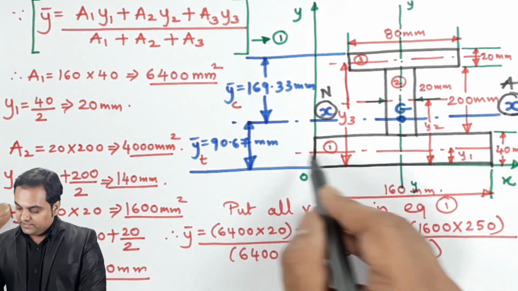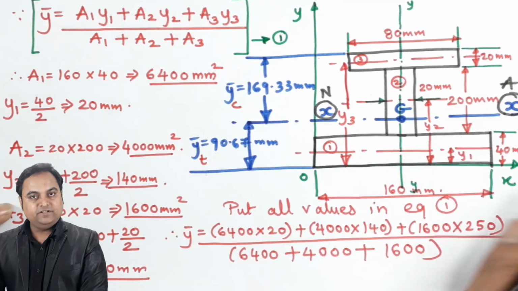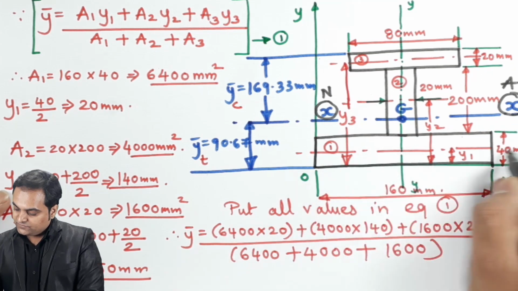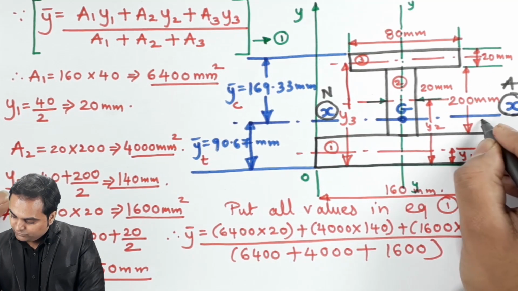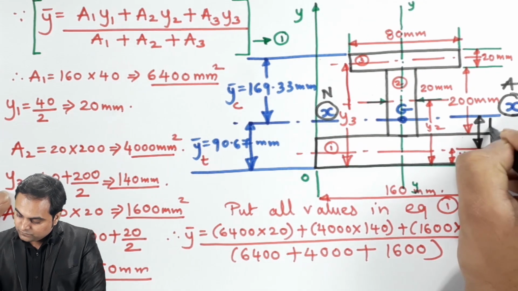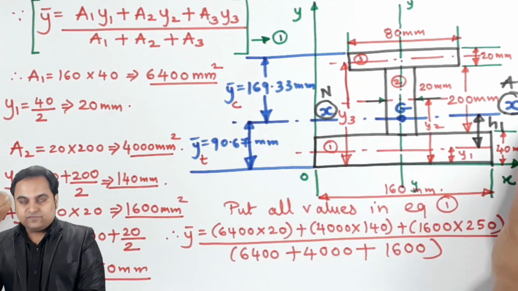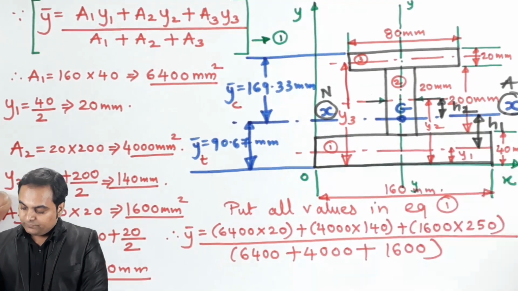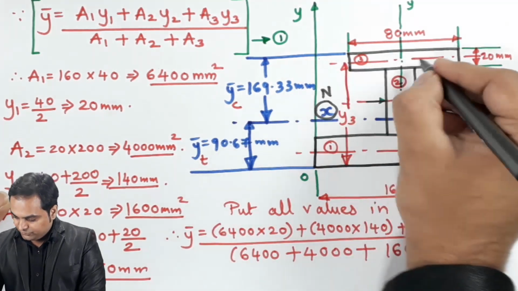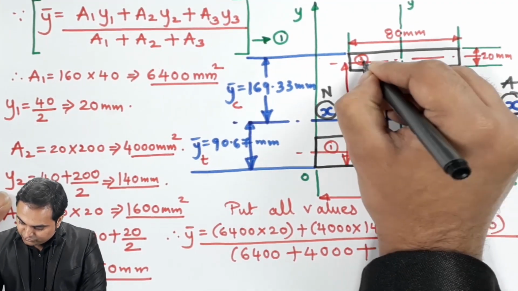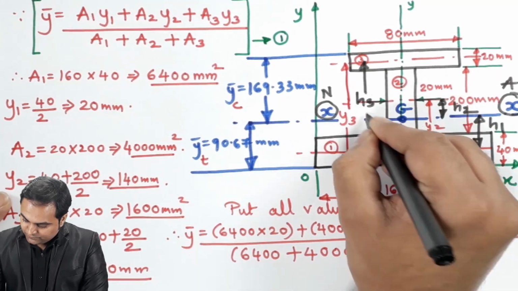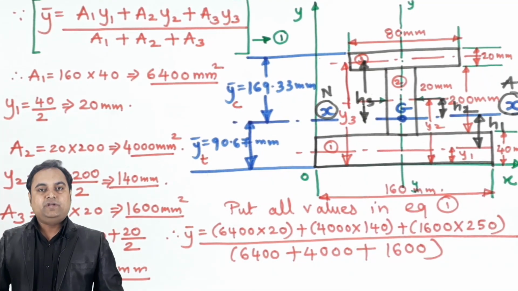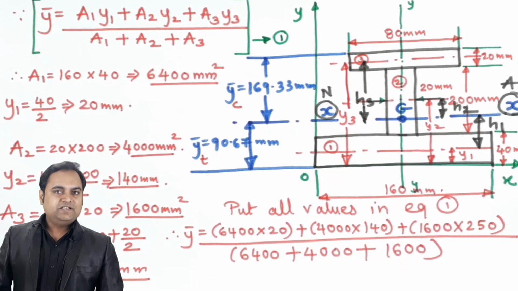Now when I see over here, the x-axis of the complete system is located at 90.67 mm from bottom, whereas the x-axes for rectangles 1, 2 and 3 are at different distances. So the distance between the x-axis for the complete I section and the x-axis for rectangle 1 would be called h1. Next, the distance between the x-axis for the complete system and rectangle 2 would be called h2. And at last, the distance for the third rectangle is h3. So it is better to find these h1, h2 and h3 values here. That would be helpful for us to calculate the moment of inertia by using the parallel axis theorem.